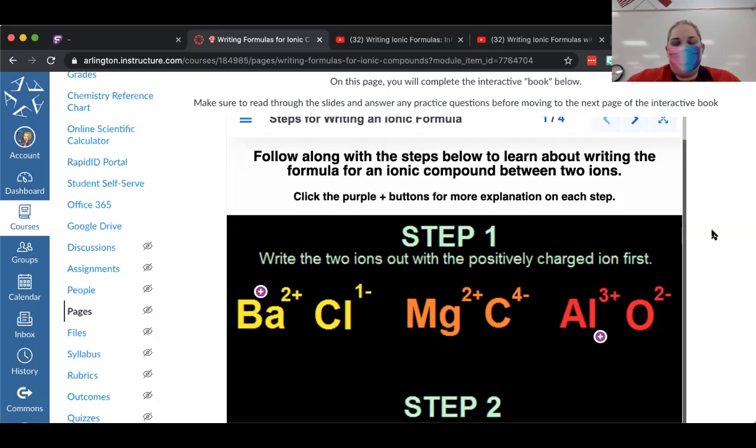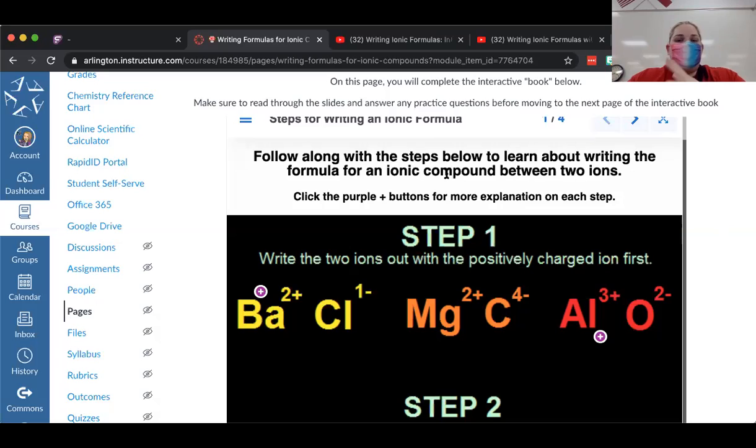So for writing the basic formulas for ionic compounds, what we start off with is I always need to know what the symbols for my elements are first off. So if they give me the name, then I need to know, from the name, what element symbols I need to use.